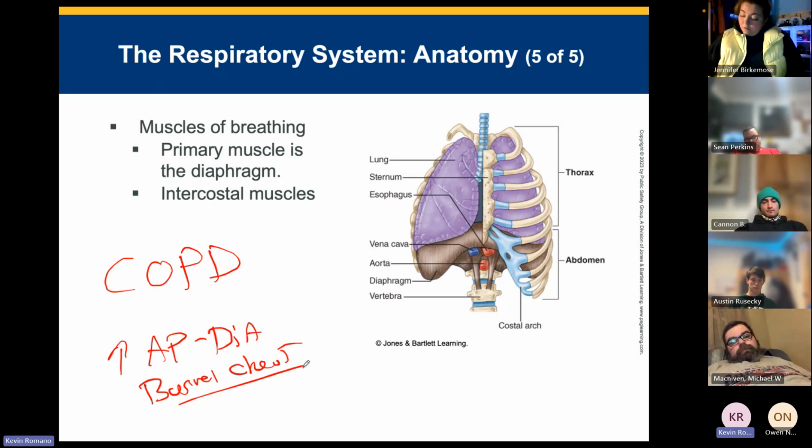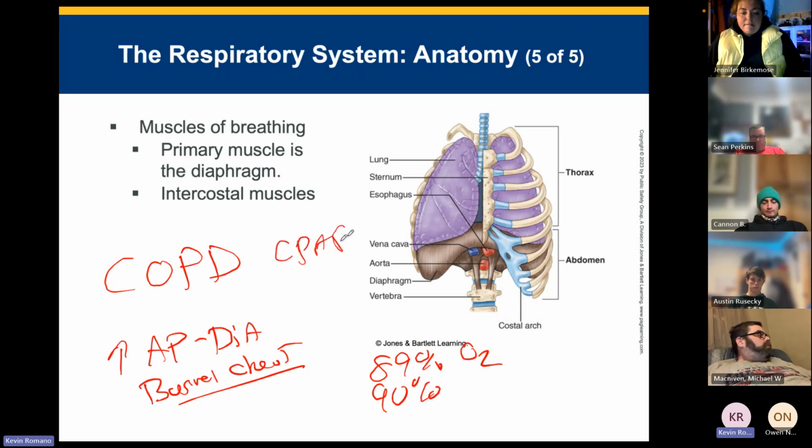Their norm is usually right around 89% or 90% on oxygen, and that's perfectly fine for them. But if they're short of breath and you increase their oxygen to 98, 99% for a short term, it's okay. These patients will probably end up getting CPAP by an advanced EMT. We'll talk about that more in respiratory.